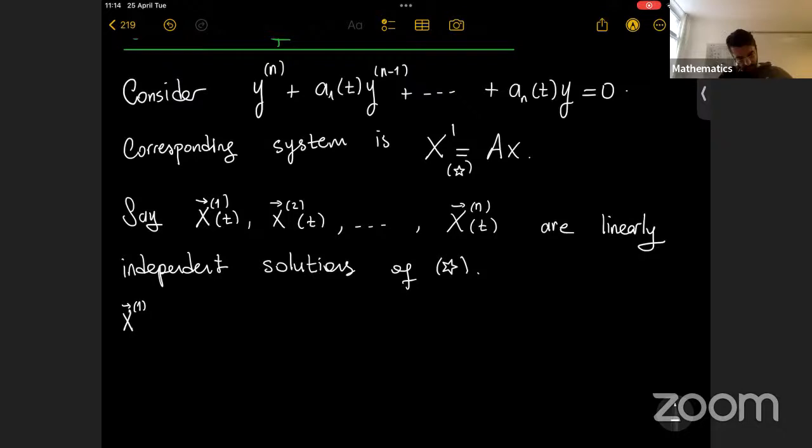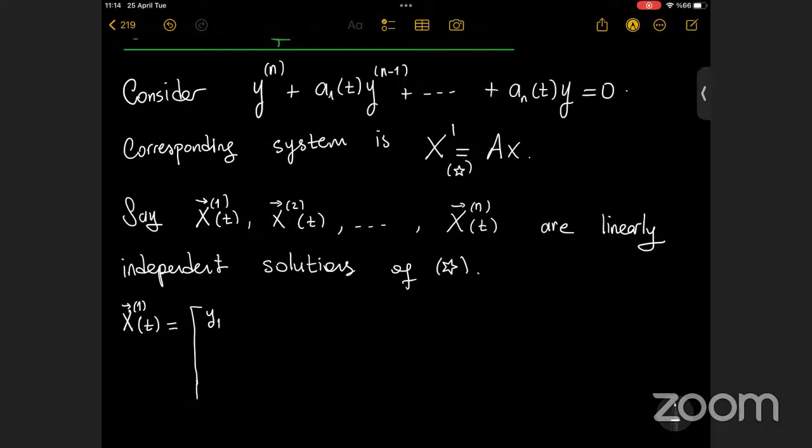X1, t, it's a vector function. So we have y1.